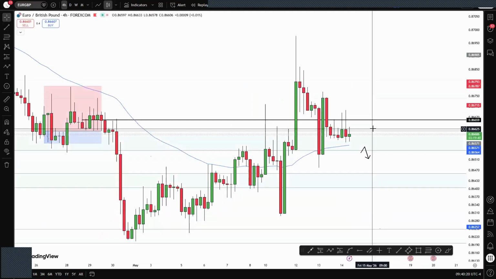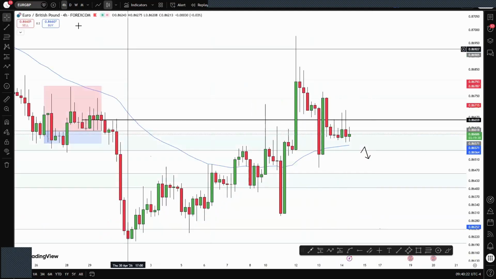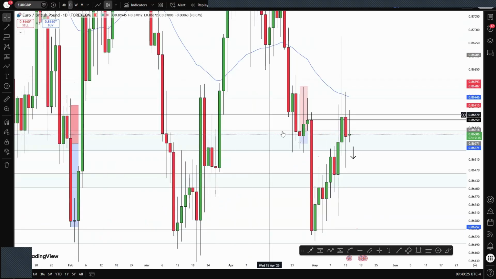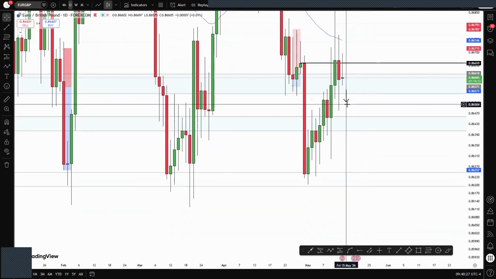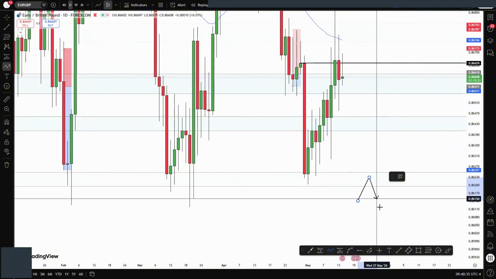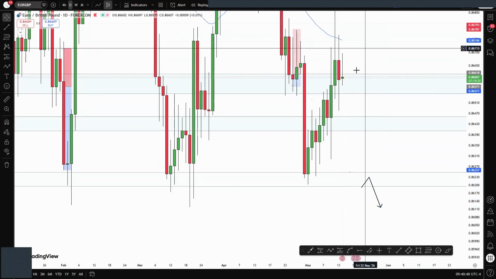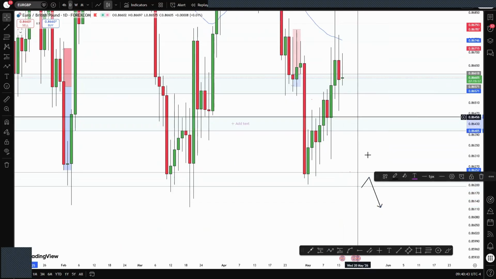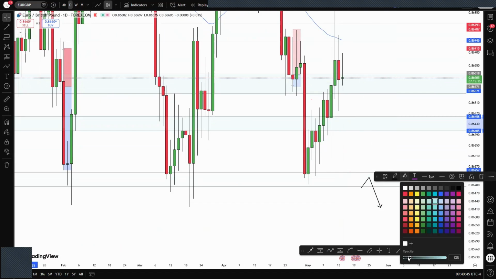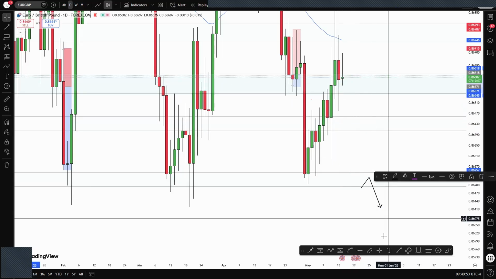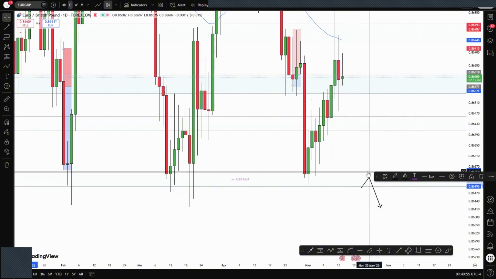Then we have EUR GBP. The daily is now bullish. So the only way I can buy now is if price breaks below this level, because this is my higher low. So if this price wants us to participate in any buys, or let me even reduce this now, because we are no longer, let me reduce this now.